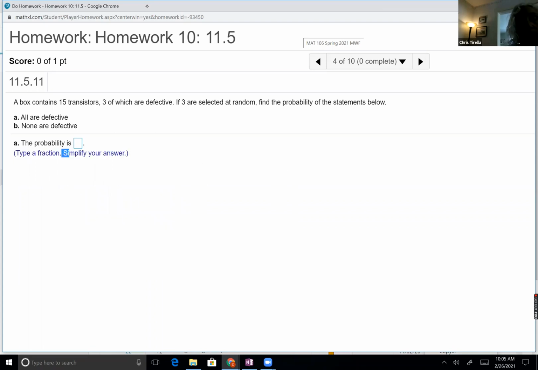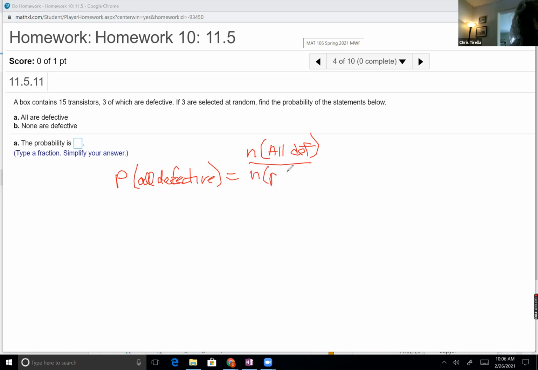I have to apologize. Oh, I know why it's not letting me write on the screen, because I'm not using a pen. The probability that they're all defective is equal to the number of ways I can get all defective over the number of ways I can pick 3. Well, when I'm taking those transistors out of that box, does order matter? No. It doesn't matter to me which came first or not. So I'm going to use combinations.